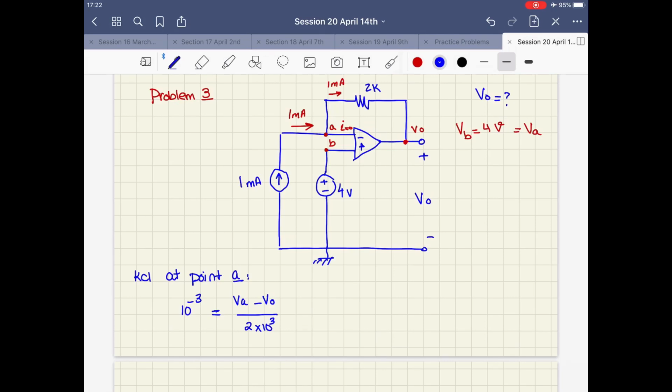What was VA? VA was 4 volts. We found it as 4 volts. So then we can say that 4 minus VO is equal to 2 multiplied by 10 to the negative 3 multiplied by 10 to the 3, which is equal to 1. 10 to the 0 is equal to 1. So from here I can say that VO is equal to 2 volts.